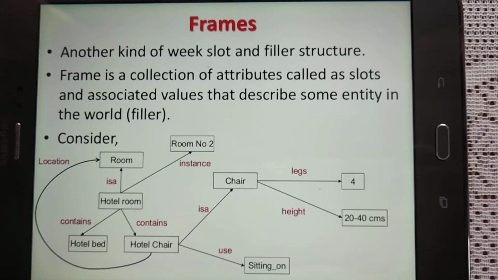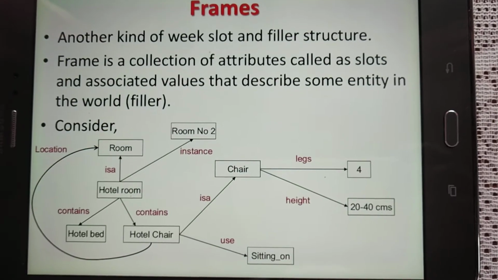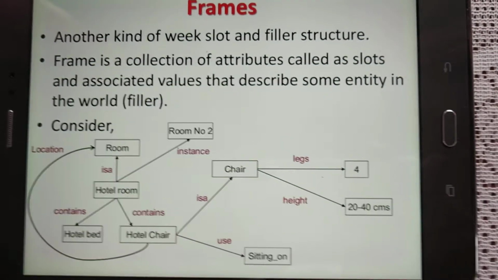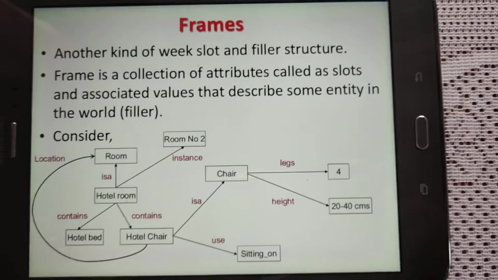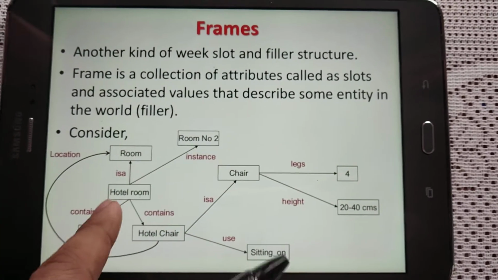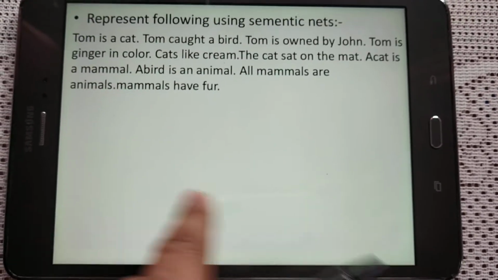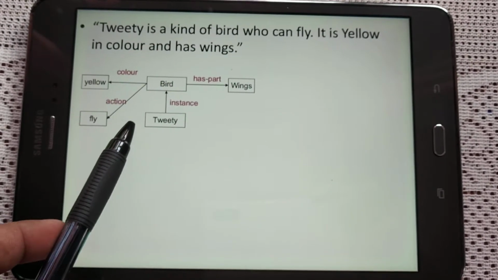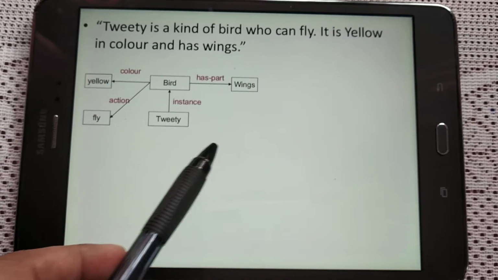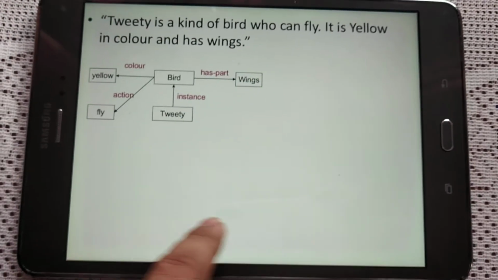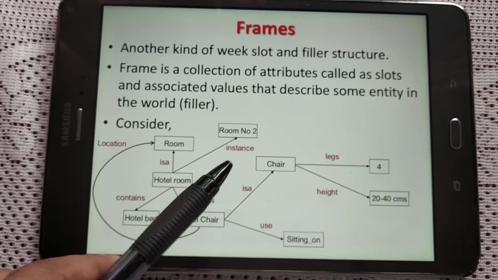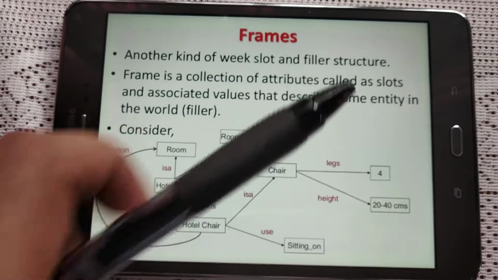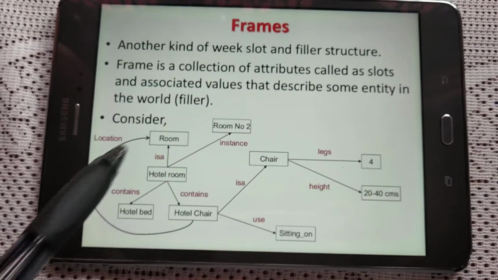Hello friends, the next kind of weak slot and filler structure that we are going to see now is frames. In my last tutorial videos, we had seen semantic net, and semantic net is nothing but a graphical representation of the knowledge. Frame is nothing but a structured representation of the same semantic net.